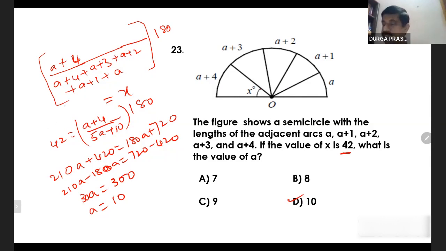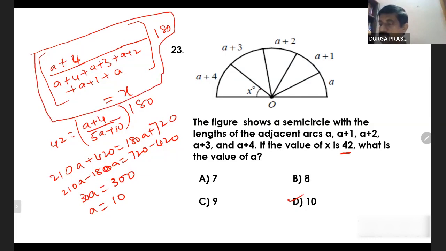So this relation is very important to know. If any ratio is asked, it is the ratio of that part divided by total, into total angle, like that. This relation is very important. You need to remember that.